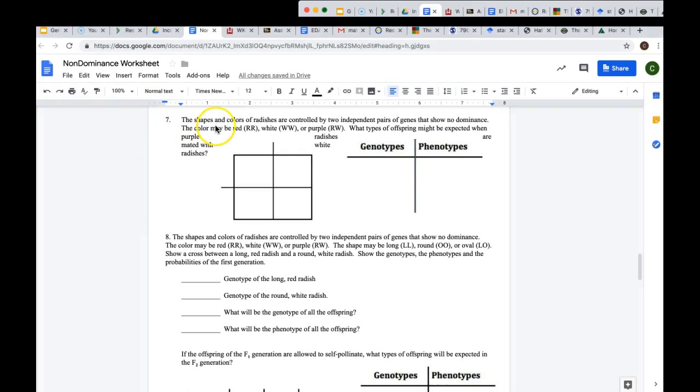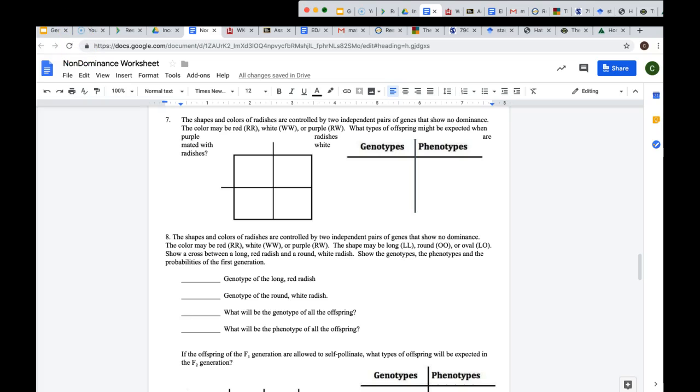All right. Shape and colors of radishes are controlled by 2 independent pairs of genes that show non-dominance. The color may be red, white, or purple. What offspring might be expected when purple radishes are mated with white radishes?